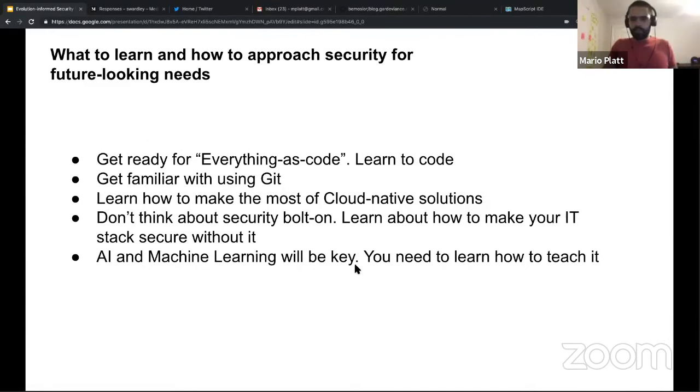And for future-looking needs, you need to learn how to code, or at the very least learn to read code. At least understand some languages and look at a piece of code that is relevant to security, and understand what that actually means. Getting familiar using Git, so version control systems, and learning how to make the most of cloud native. Don't think of security as a bolt-on. And AI and machine learning will be key, so you should probably spend some time learning some data science, etc.